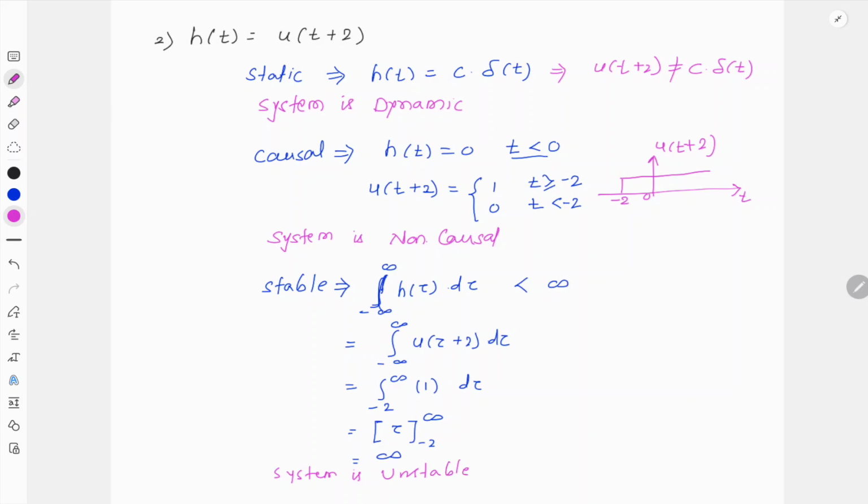So this is how we can classify the system with the given impulse response as dynamic, non-causal and unstable.